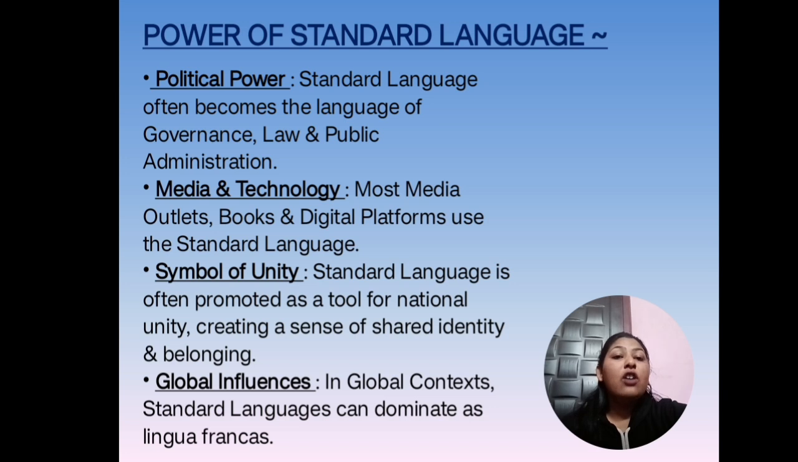Standard language is usually the language of instruction in schools, shaping how knowledge is accessed and transmitted. Standard language often becomes the language of governance, law, and public administration. Most media outlets, books, and digital platforms use the standard language. Symbol of unity: standard language is often promoted as the tool for national unity, creating a sense of shared identity and belonging. In global context, standard languages can dominate as lingua francas.